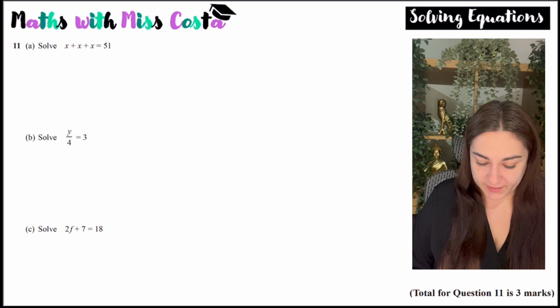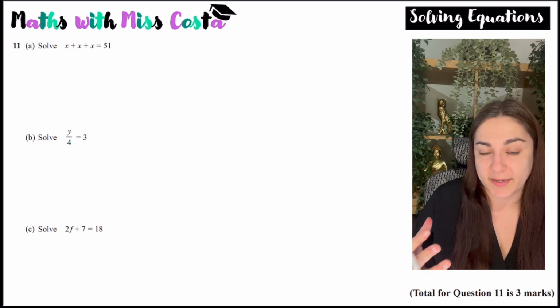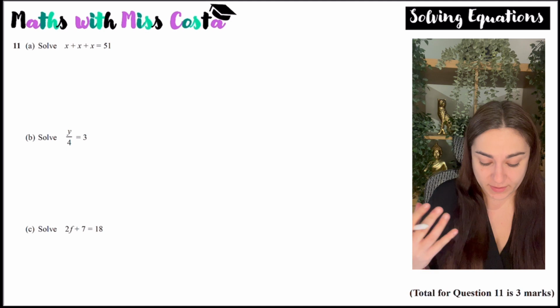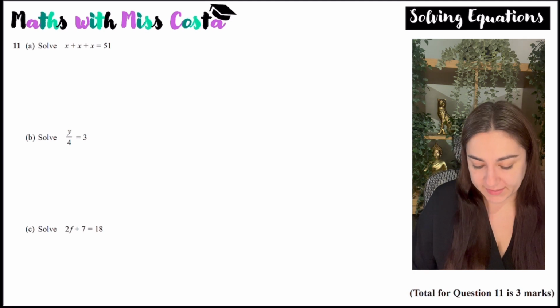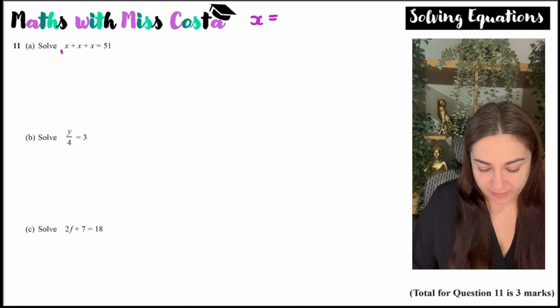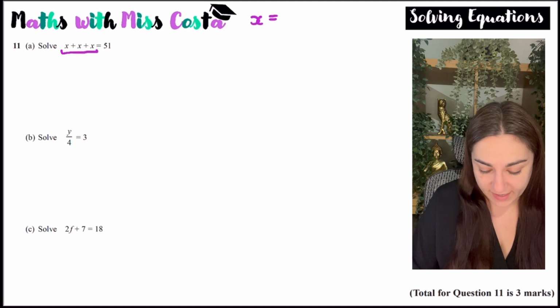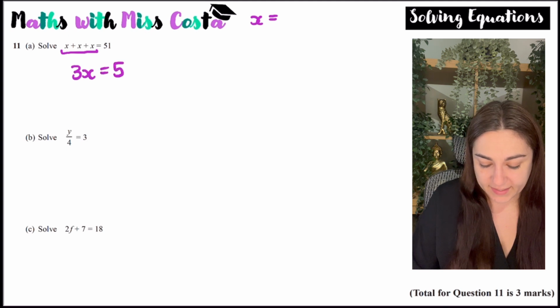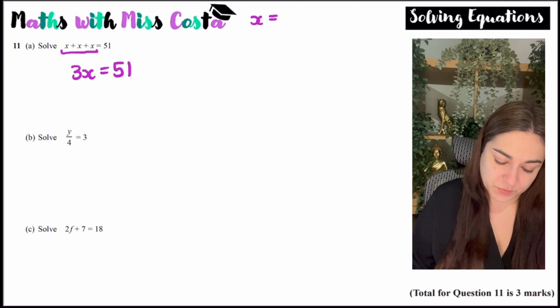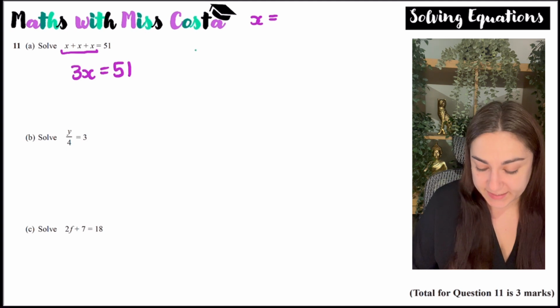Okay, next we've got solving equations. So when I'm solving an equation, all I'm doing is trying to get the variable, in this case x or y, to be on its own so that I can find out what its value is. So over here I've got x plus x plus x equals 51. I can simplify that. x plus x plus x gives me 3x. So 3x equals 51.